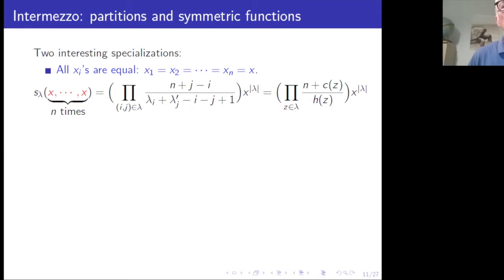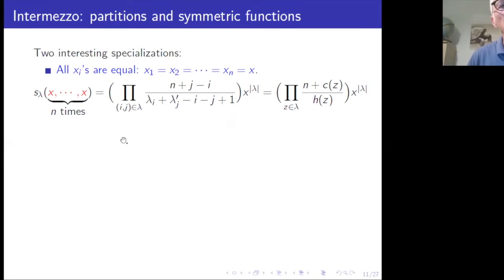An interesting specialization occurs if we take in this symmetric function all variables equal, say x_1, x_2, let's put them all equal to x. Then this Schur function with label lambda, which is a homogeneous polynomial in general of degree the weight of lambda, just becomes a monomial, x to the power of the weight of lambda. And the coefficient in front here has a nice expression where the hook lengths appear and where the contents of each box appear. That's a nice identity that one can find in Macdonald's book, probably also in other reference works.